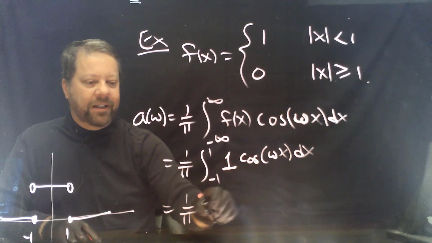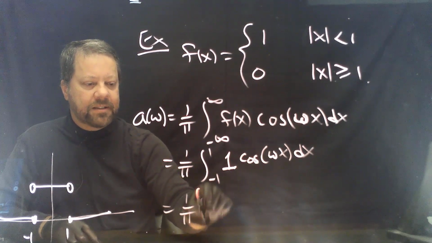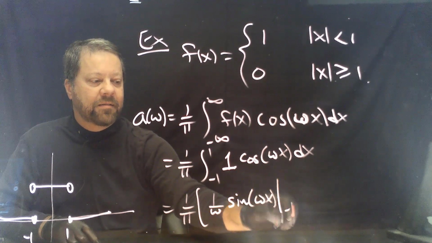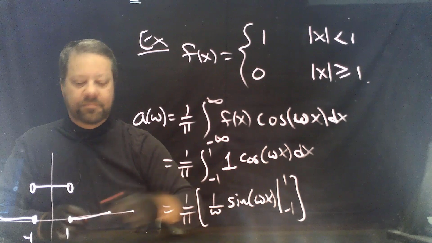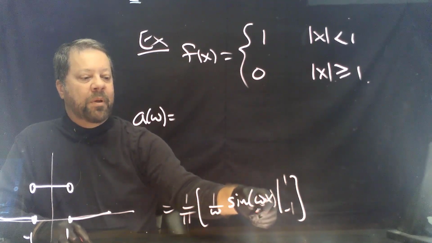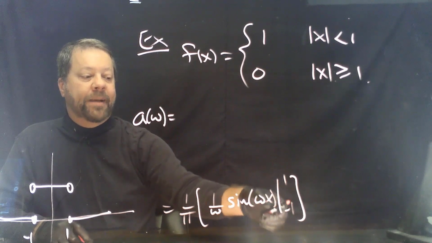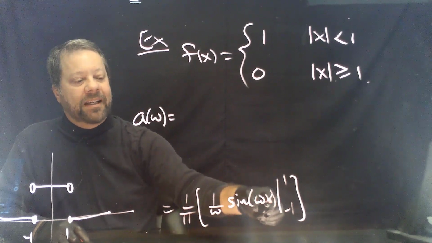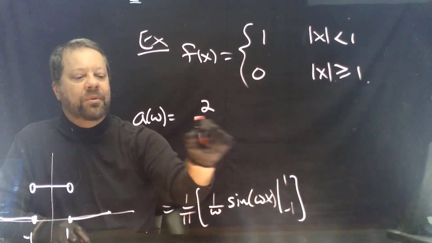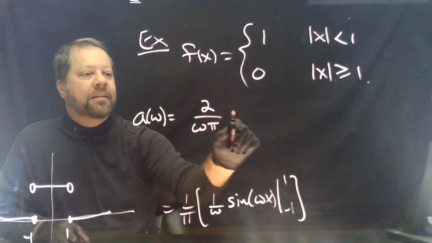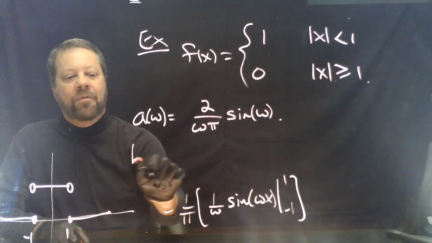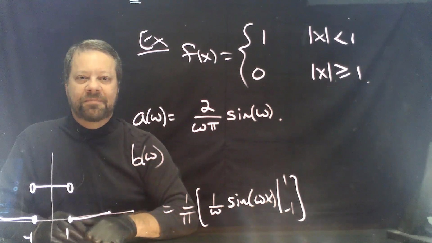When we integrate cosine, we'll get this 1 over omega sine omega x, and then we'll have 1 over omega pi. When we evaluate at 1, we'll just get sine of omega, and then we'll subtract. Plugging in -1, the negative will come out. That'll cancel the subtraction, and we'll get 2 over omega pi sine of omega. For b of omega, it's even easier.